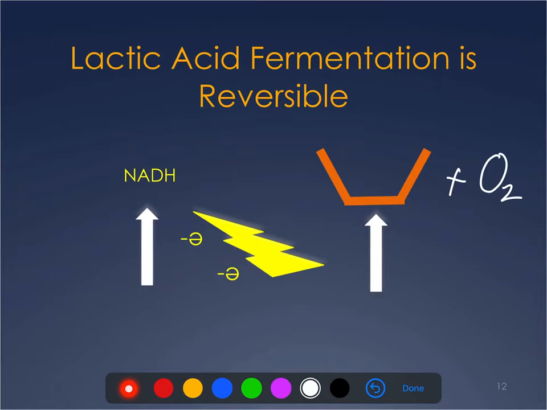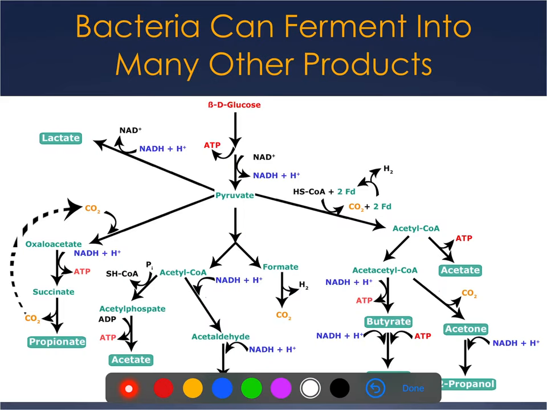Now, these are the two main types of fermentation that I want you guys to know: alcohol fermentation and lactic acid fermentation. There's actually a whole bunch of different types of fermentation that bacteria can do. And they produce different products that have different functions. So lactic acid is a big one. Alcohol is a big one. So acetate, this is acetic acid fermentation. That's what makes vinegar and kombucha.